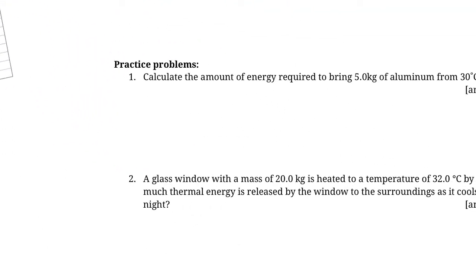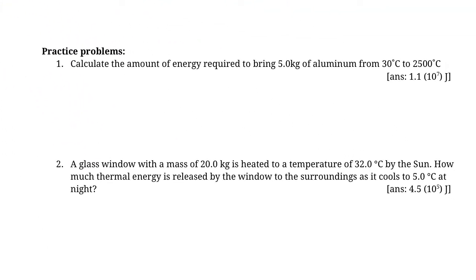Let's solve a problem. Calculate the amount of energy required to bring 5 kilograms of aluminum from 30 degrees Celsius to 2,500 degrees Celsius. So you're really heating up this aluminum. We know the equation for this. Q is our heat that we need to add in order to do this. It's going to equal the mass times the heat capacity times the temperature change. And remember, temperature change we can think of as T2 minus T1, our final temperature minus our initial temperature.